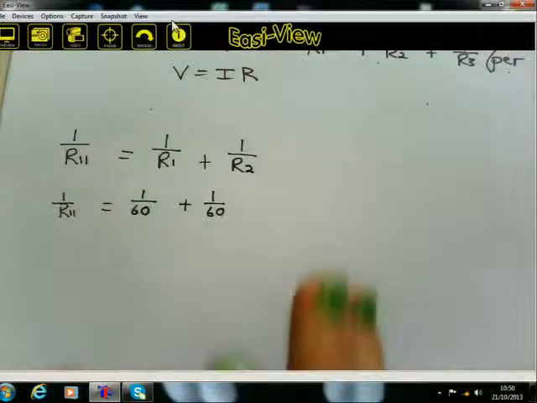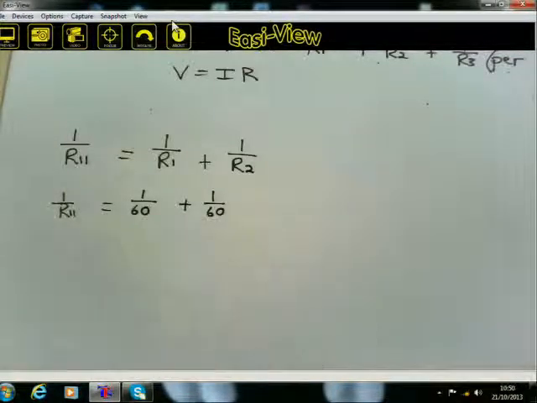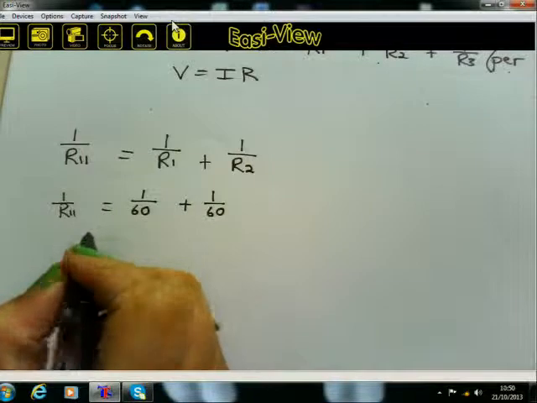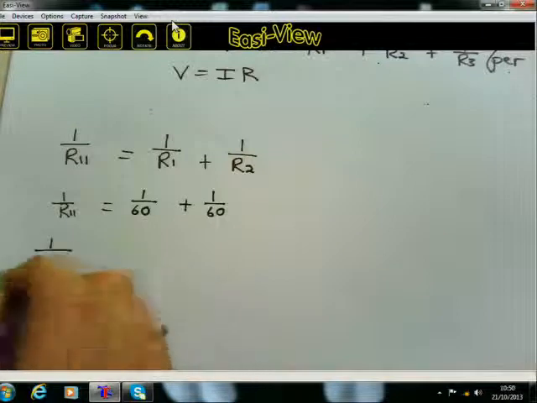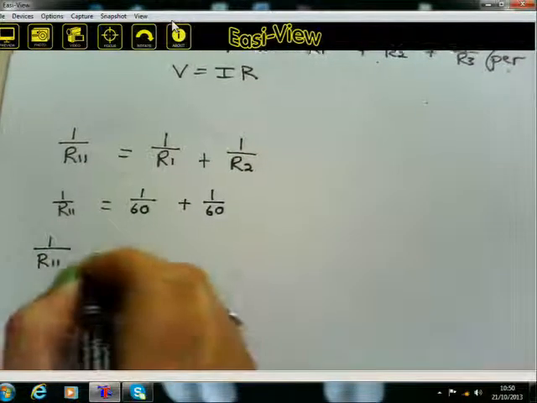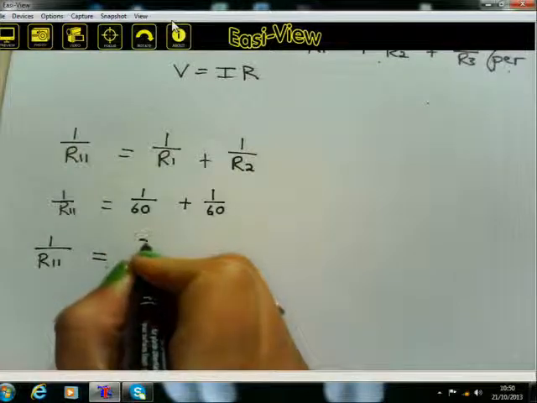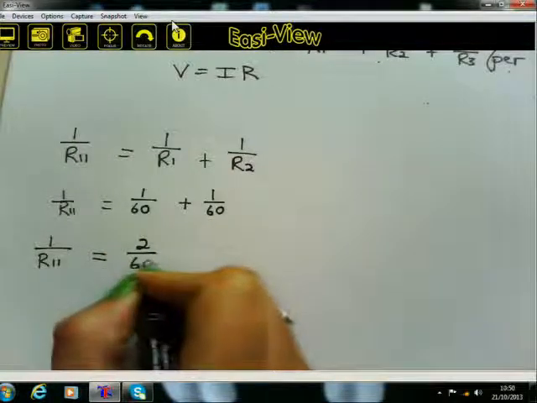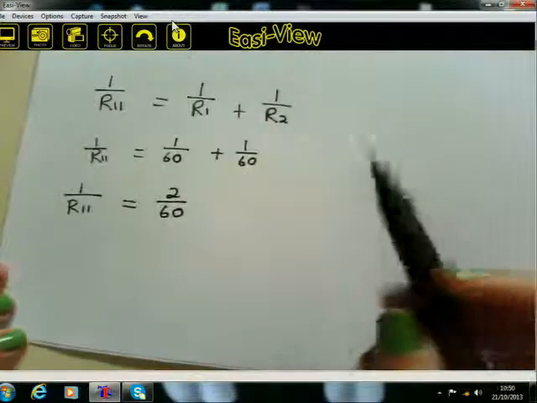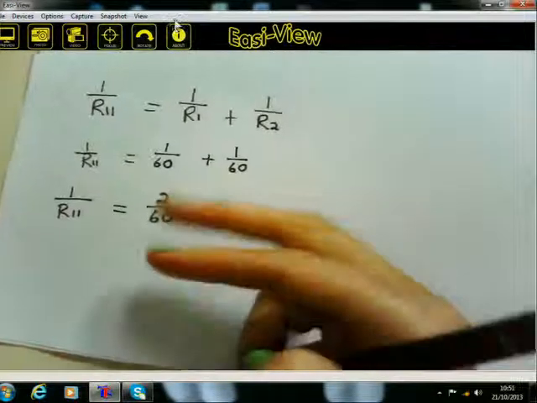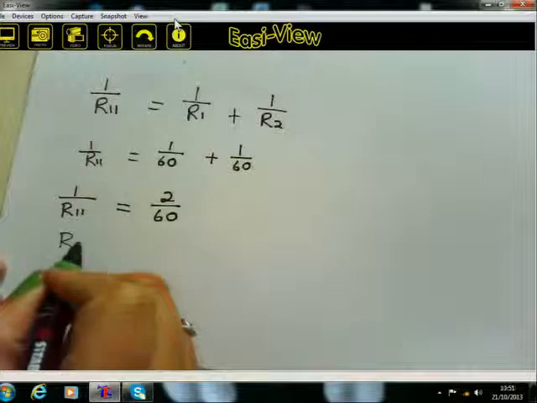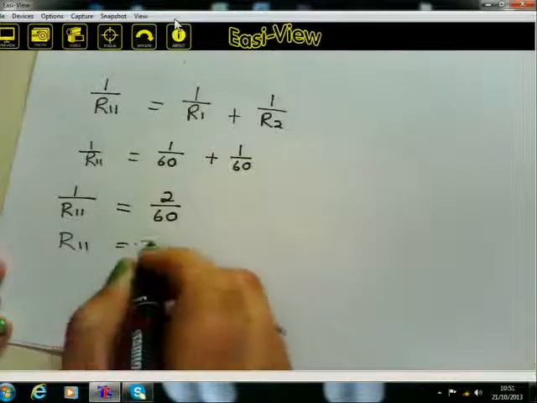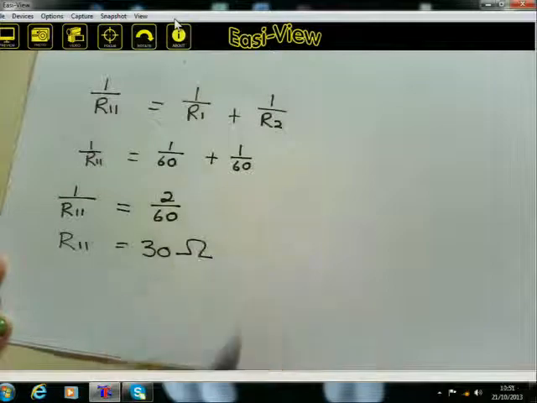Now, please use your calculator to do this. Don't think you can do it off the top of your head. Rather be safe and use a calculator. So if we add this up, we get 1 over R parallel equals 2 over 60. And then we have to reciprocate it to get R parallel, because we don't want 1 over. We want R parallel, 60 over 2, and that is 30 ohms, and you get all your marks.